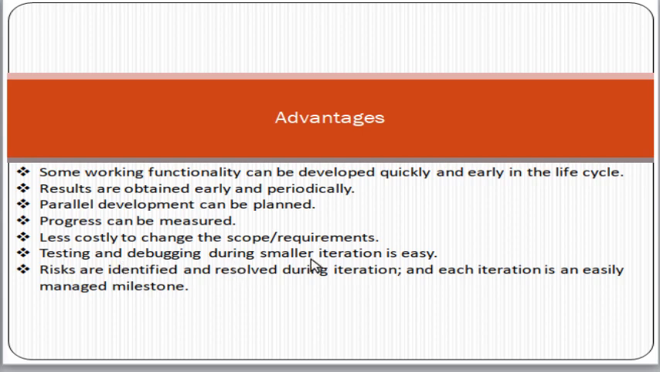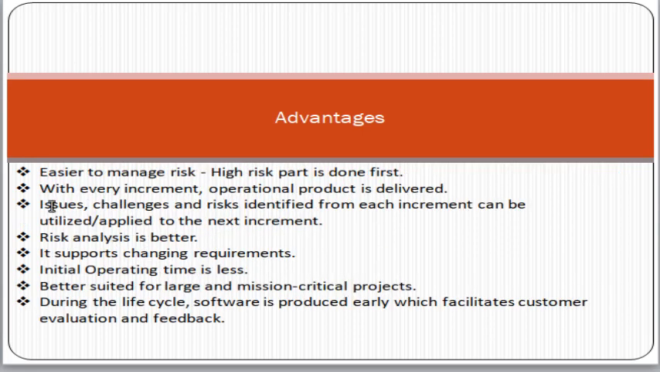Testing and debugging during smaller iterations is easy. Try to understand that if you are developing and testing the whole application, it is more difficult to debug and more difficult to test. However, if there is only one task, or only two tasks, which you need to develop or test, it is much easier. Risks are also identified and resolved during the iteration, because you are delivering fewer tasks, so it is easier to manage the risk as well. Easier to manage risk, and high risk is done first.